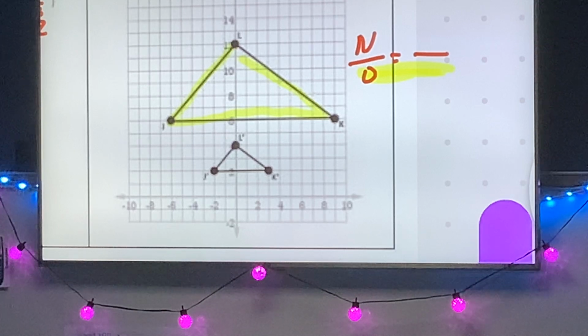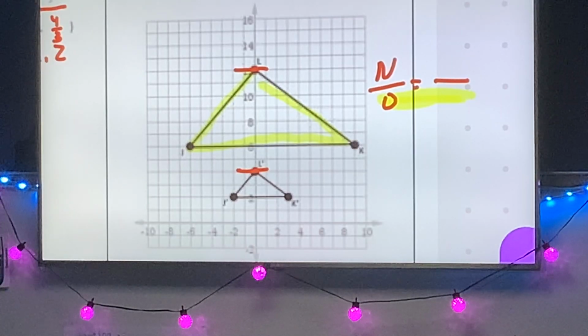Original O. So you chose L. Where's L sitting at the original? 12. Good. So you're noticing the numbers are jumping. Good. And where is my new?